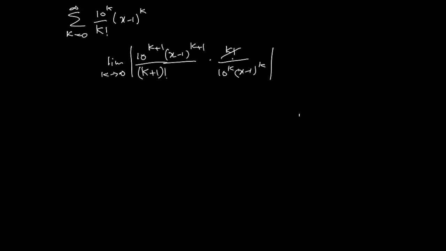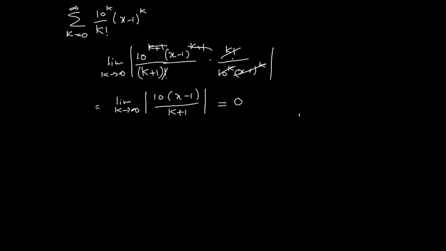Now, if we notice here, this will cancel with the factorial and leave you with the k plus 1. This will all cancel with this power, and leave you with the 10. So this is going to be equal to the limit as k goes to infinity of the absolute value of 10 times (x minus 1) over k plus 1. Now, as k goes to infinity, that is equal to 0, and it's 0 with no condition on x.